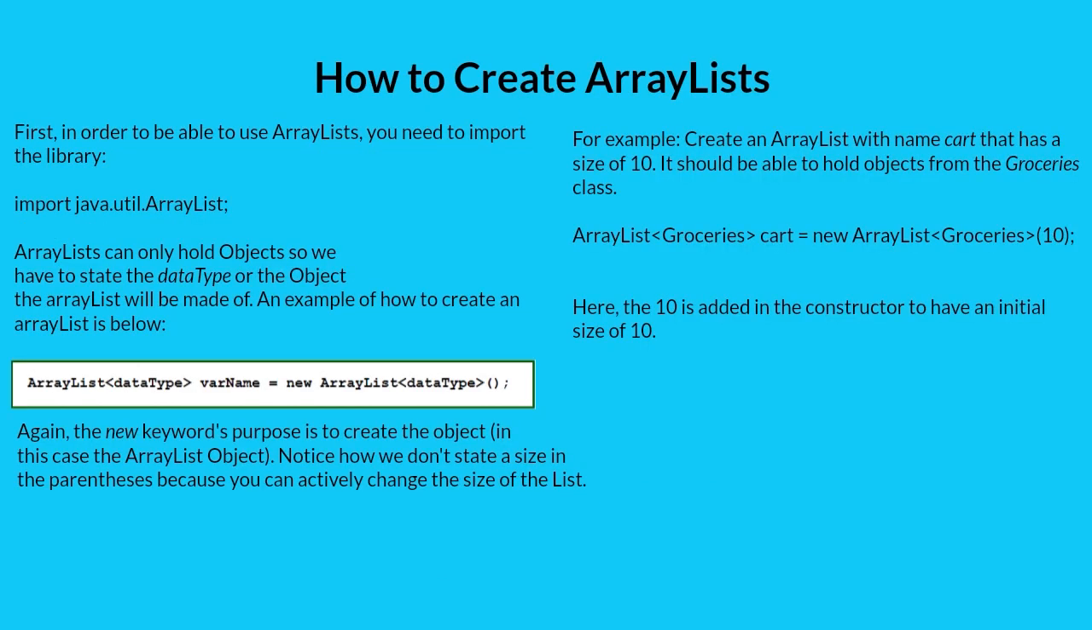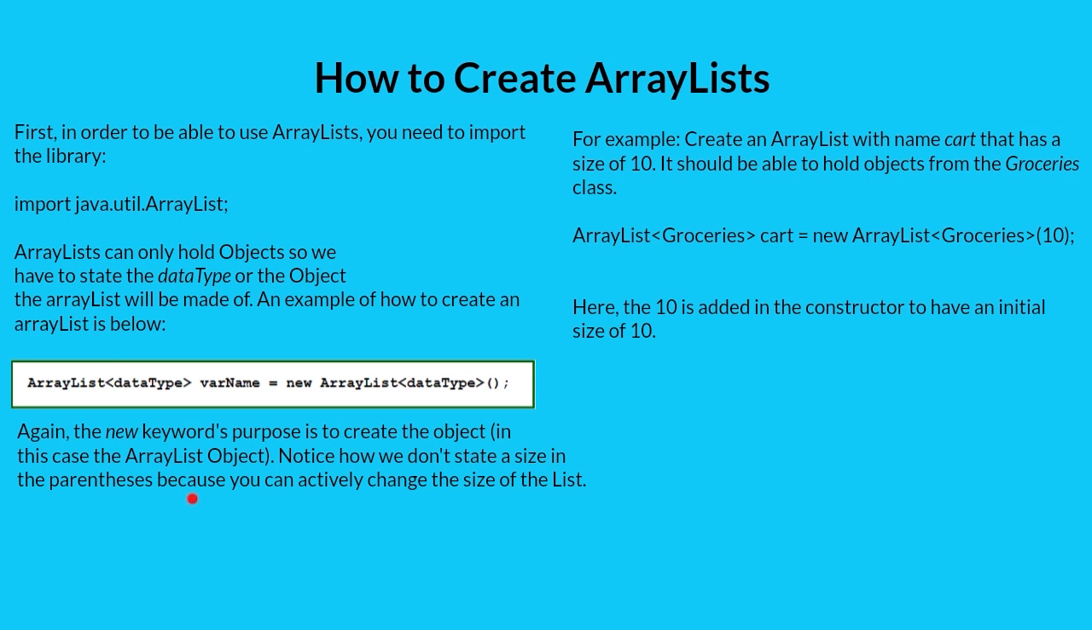How to create array lists. First, in order to be able to use array lists, you need to import the library java.util.ArrayList. ArrayList can hold objects, so we have to state the data type or the object the array list will be made of. Here's an example. The array list data type variable name is equal to a new array list of our data type. And here the new keyword's purpose is to just create the object.